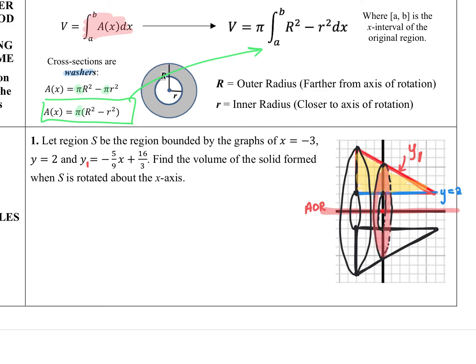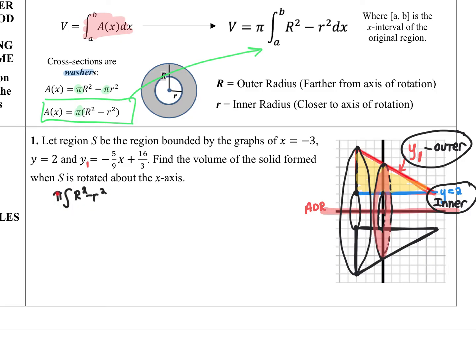So here's one representative washer. And what I can see is that this red curve, this y1, is rotating on the outside. And this y equals 2 is rotating on the inside. So y1 is my outer and y equals 2 is my inner. Because I see this gap here, I know that I'm going to use the washer method.